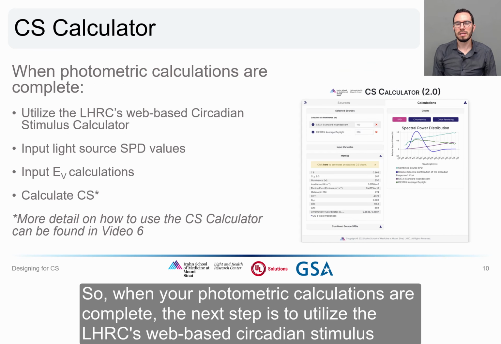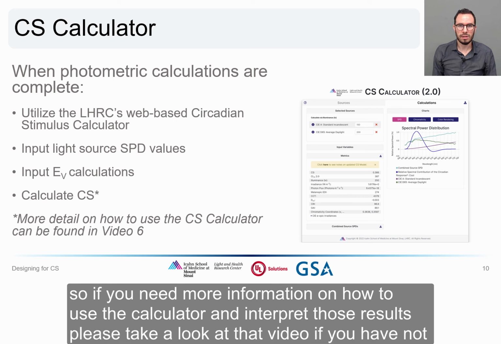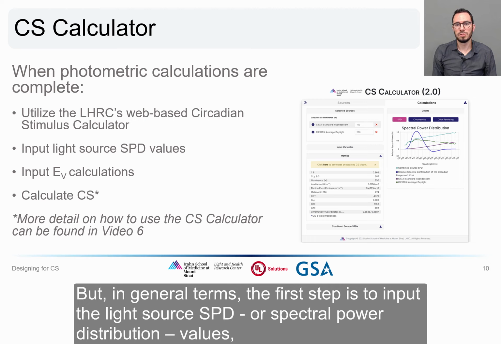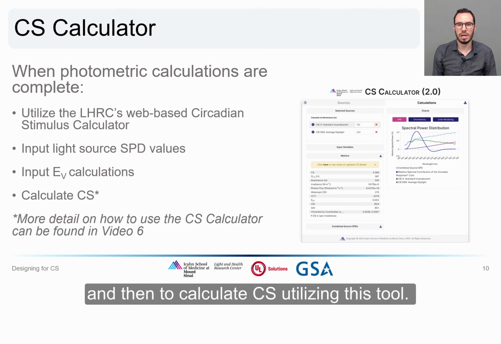So when your photometric calculations are complete, the next step is to utilize the LHRC's web-based circadian stimulus calculator. We cover in far more detail how to use this calculator in video 6, so if you need more information on how to use the calculator and interpret those results, please take a look at that video, if you have not already. But in general terms, the first step is to input the light source SPD, or spectral power distribution, values, to input your EV calculations for your various layers of light, and then to calculate the CS utilizing this tool.